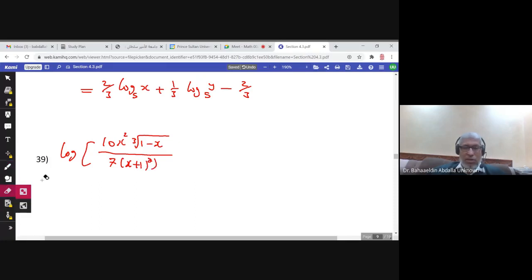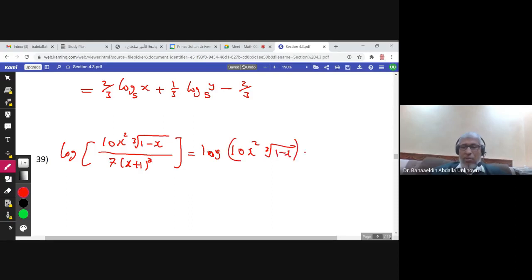Let us expand this. You can do it one by one, step by step. So the first step is to use the quotient rule. I will have log 10x square cube root of 1 minus x minus log 7 times x plus 1 to the power 2. This is using the quotient rule.